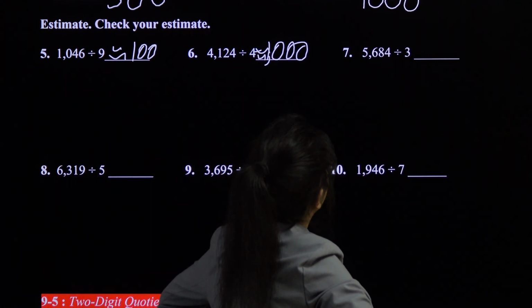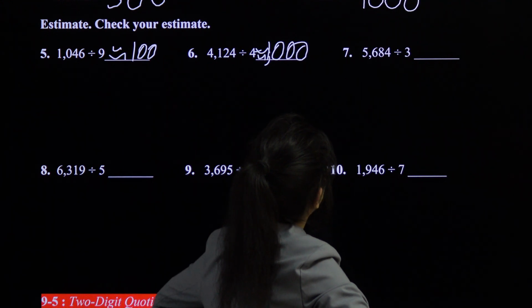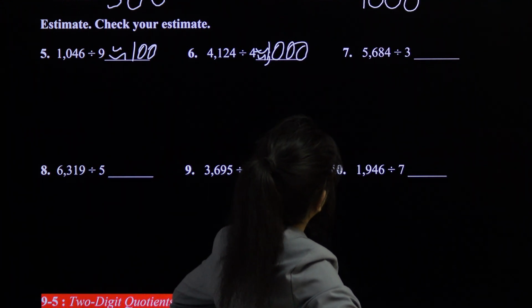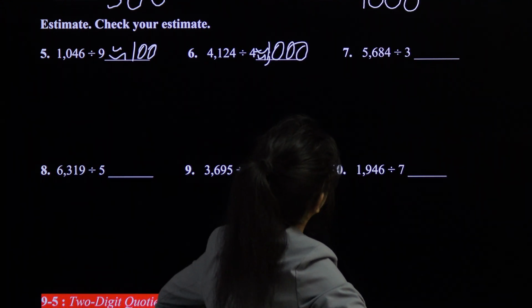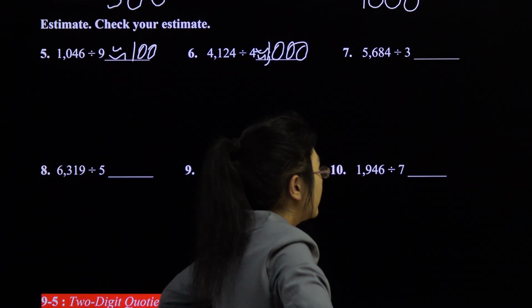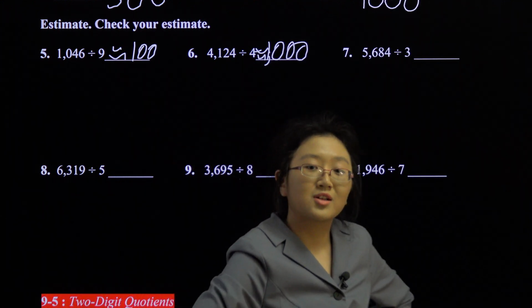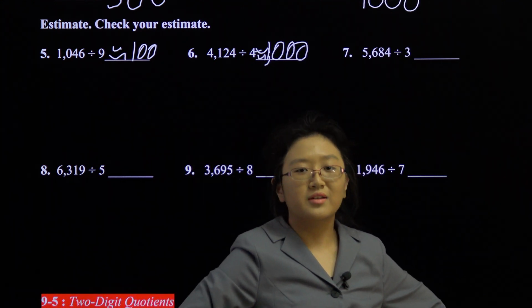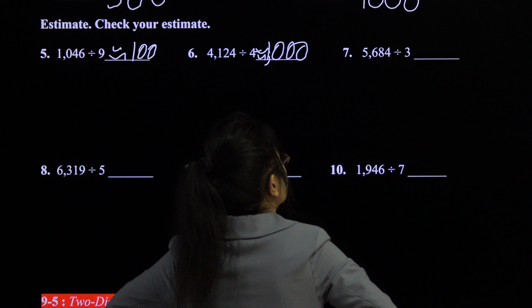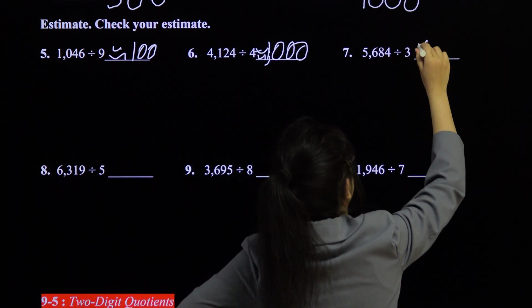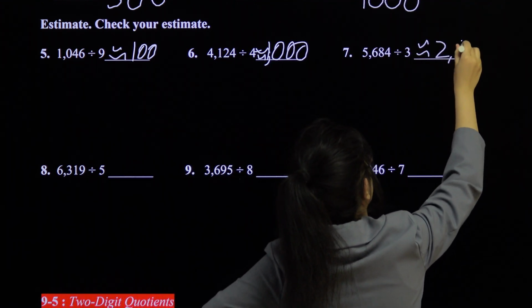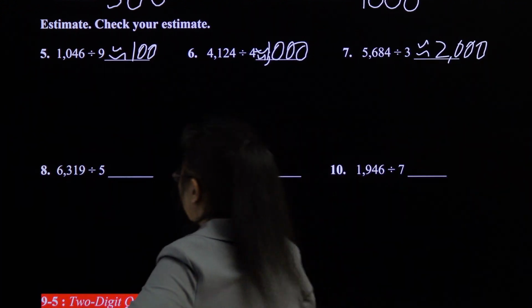Here we have 5,684. Is that actually divisible by? Nope. So what is something that is close? 6,000 would be close enough. So that would be approximately 2,000 as the estimate.